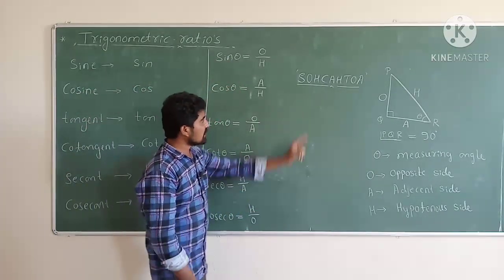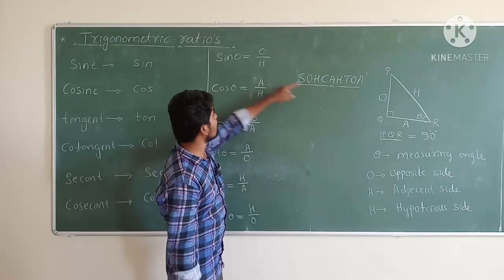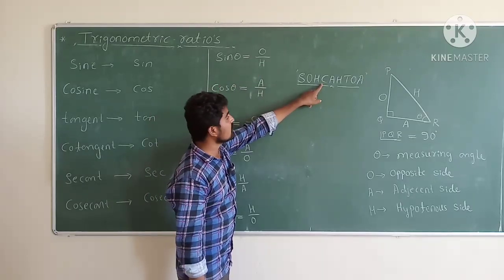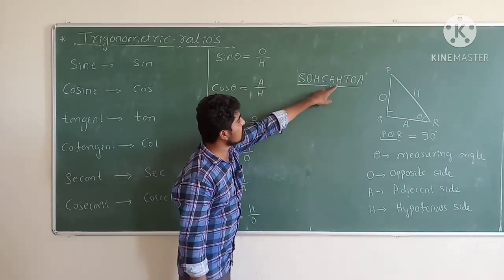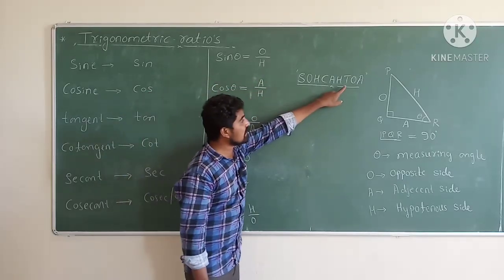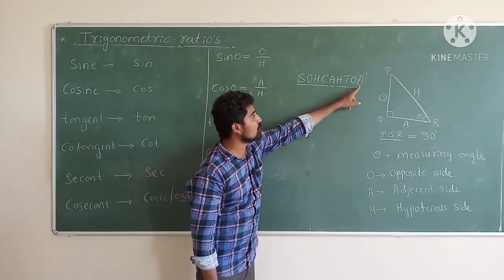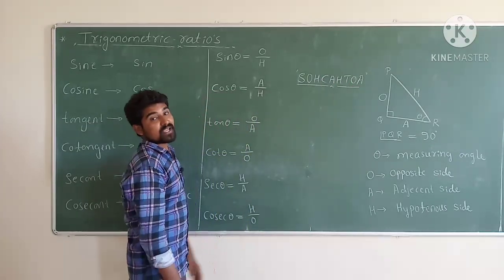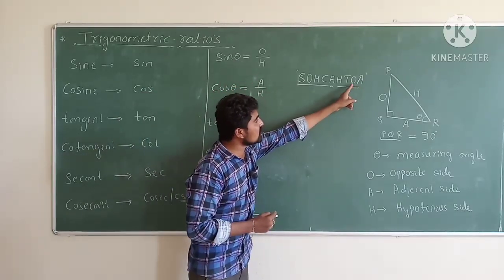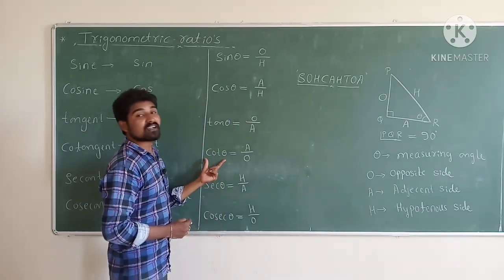You just observe here. S means sine. The definition of sine is opposite to hypotenuse side. C means cos. Cos is the ratio of adjacent to hypotenuse side. And tan is the ratio of opposite to adjacent side. And reverse, adjacent to opposite is the reciprocal of tan, that is cot.